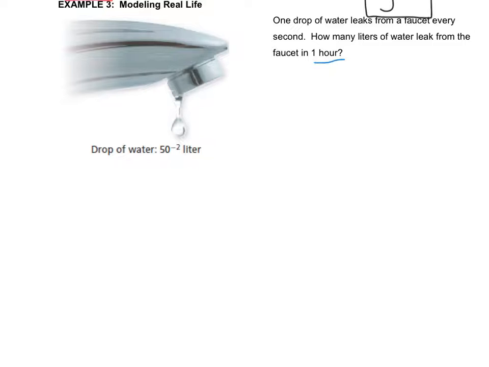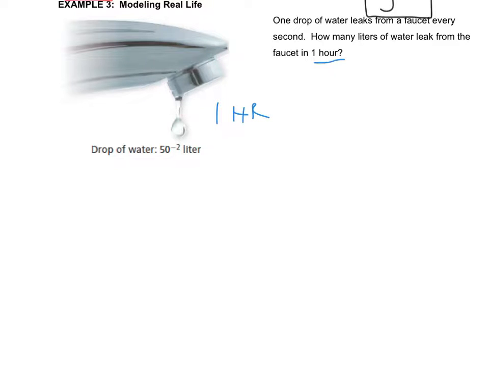So let's first look at how many seconds are in an hour. Because what we're talking about is the liters. This drop is coming out every second, but we want the answer in hours. So we've got to think about, well, how many seconds are in an hour? So we can look at that first. So what we know about an hour is this. We have 1 hour.